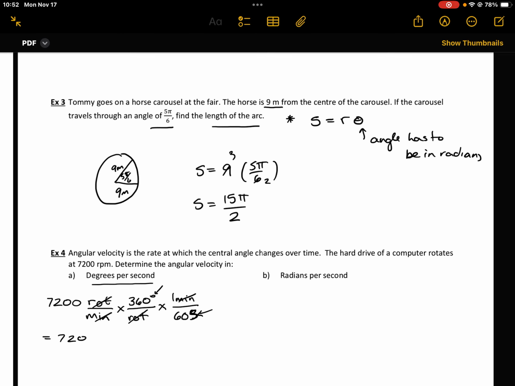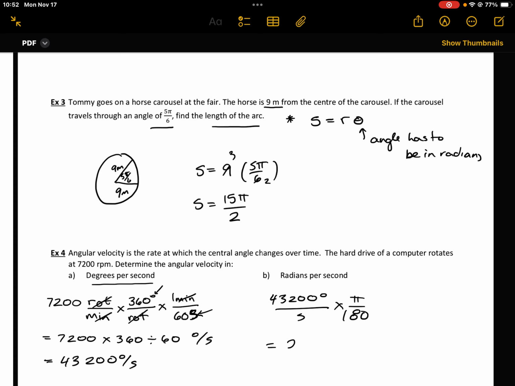So when I multiply that all out, I get 7,200 times 360 divided by 60. The units of this are going to be degrees per second, which is what I'm looking for, which is 43,200 degrees per second. If I'm going to find it in radians per second, I'm going to take my answer in degrees per second, and I'm going to multiply by pi over 180 to change the degree measurement into radians. And this is going to simplify to 240 pi radians per second.